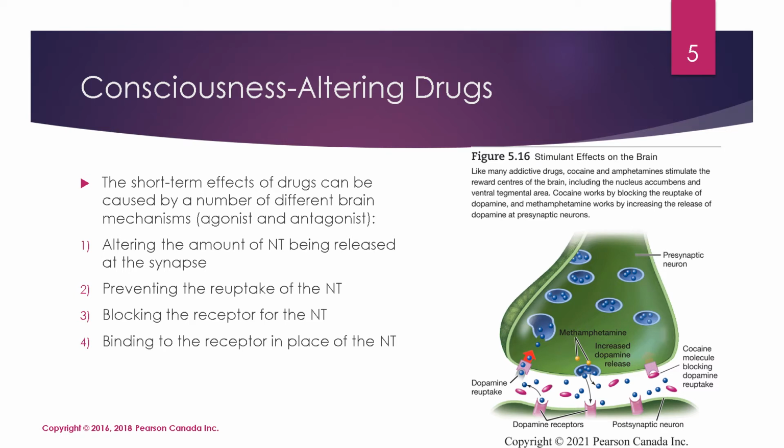In terms of how these drugs might impact our brain, because as we mentioned, calling them psychoactive drugs means that they're primarily having their effects within our nervous system. The short-term effects of drugs can be caused by a number of different brain mechanisms. We have both agonists, which would be a drug that increases or replicates the effect of another substance, or an antagonist, which would actually block the effect of another substance or another neurotransmitter. So there are 4 different ways.